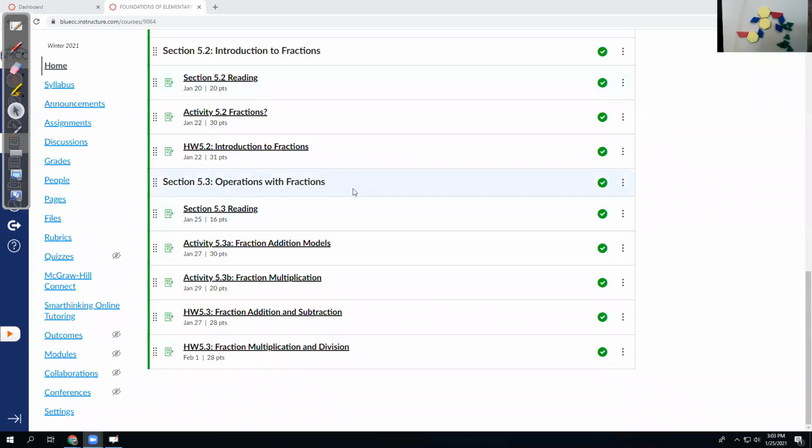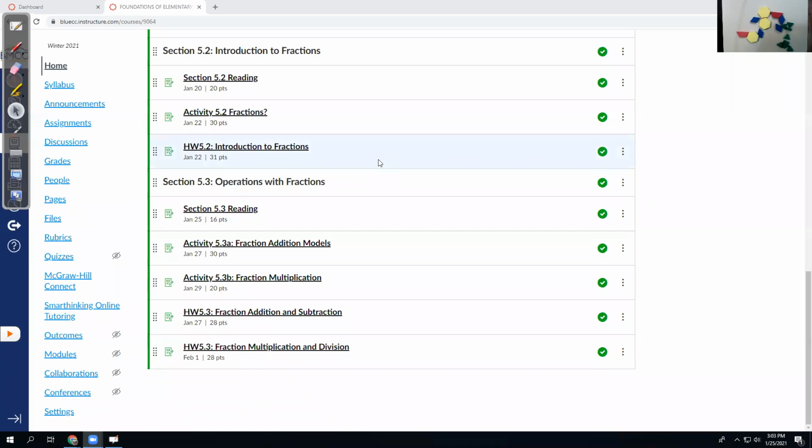All right, so last week we were messing around in section 2, which is: what does it mean to be a fraction? How do we define it? How do we model fractions? Ideas about reducing fractions and growing fractions, expanding them. And now we're going to play with operations: addition, subtraction, multiplication, and division. And there are activities about that.